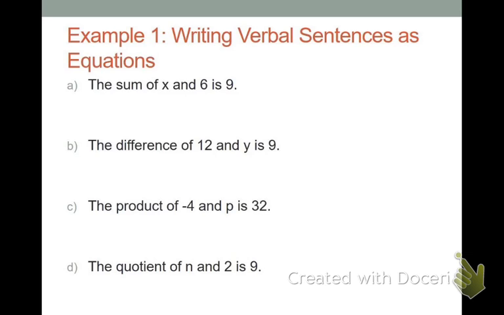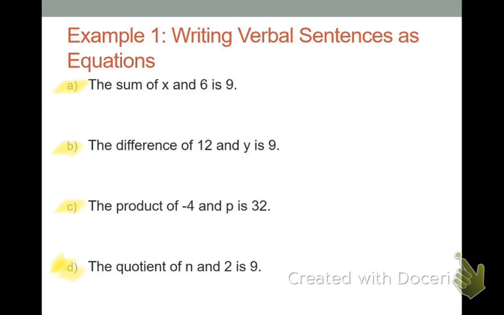I want you to go ahead and write these 4 sentences down, all 4 of them, A, B, C, and D. But please make sure you at least skip 1 line, preferably 2 lines in between each one, so we can write the equation and solve it using mental math.